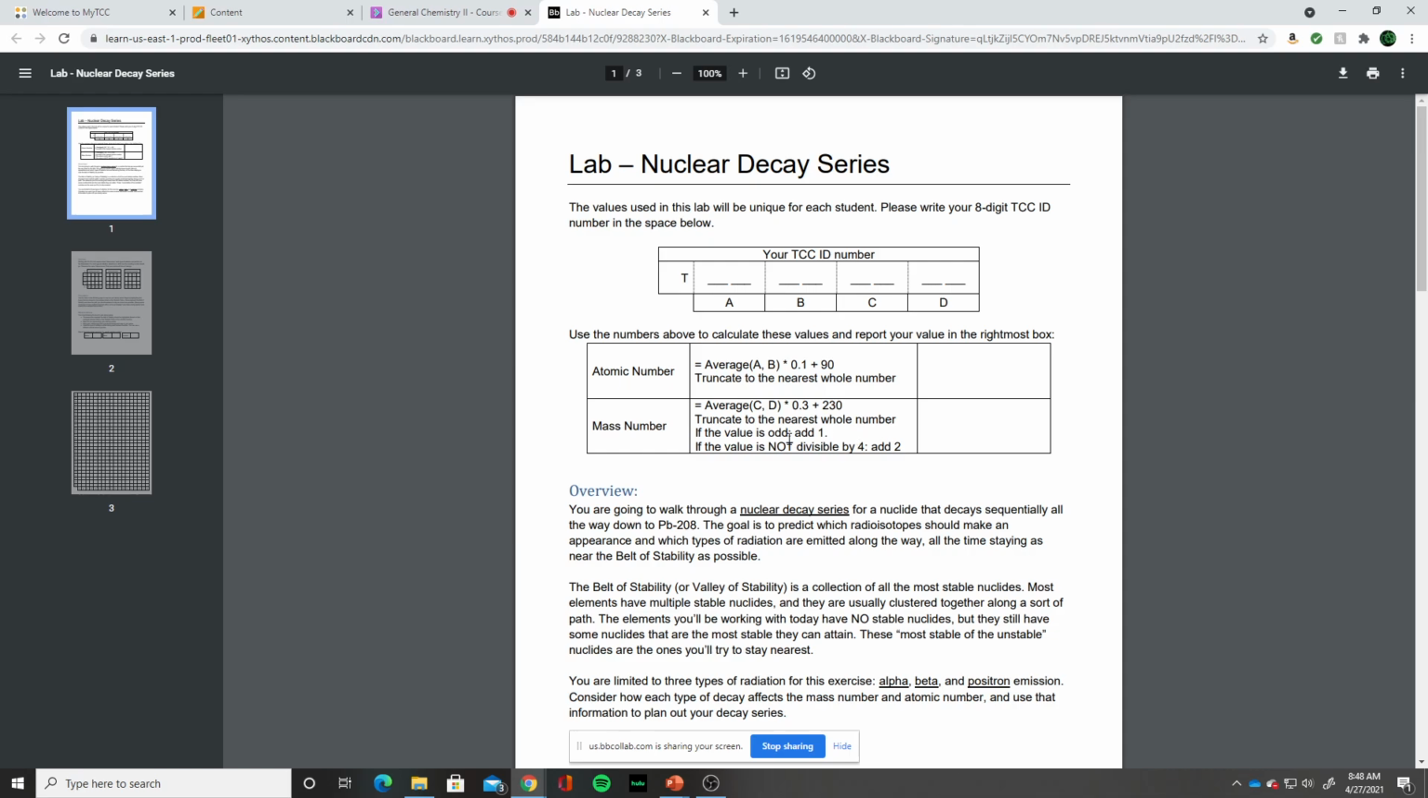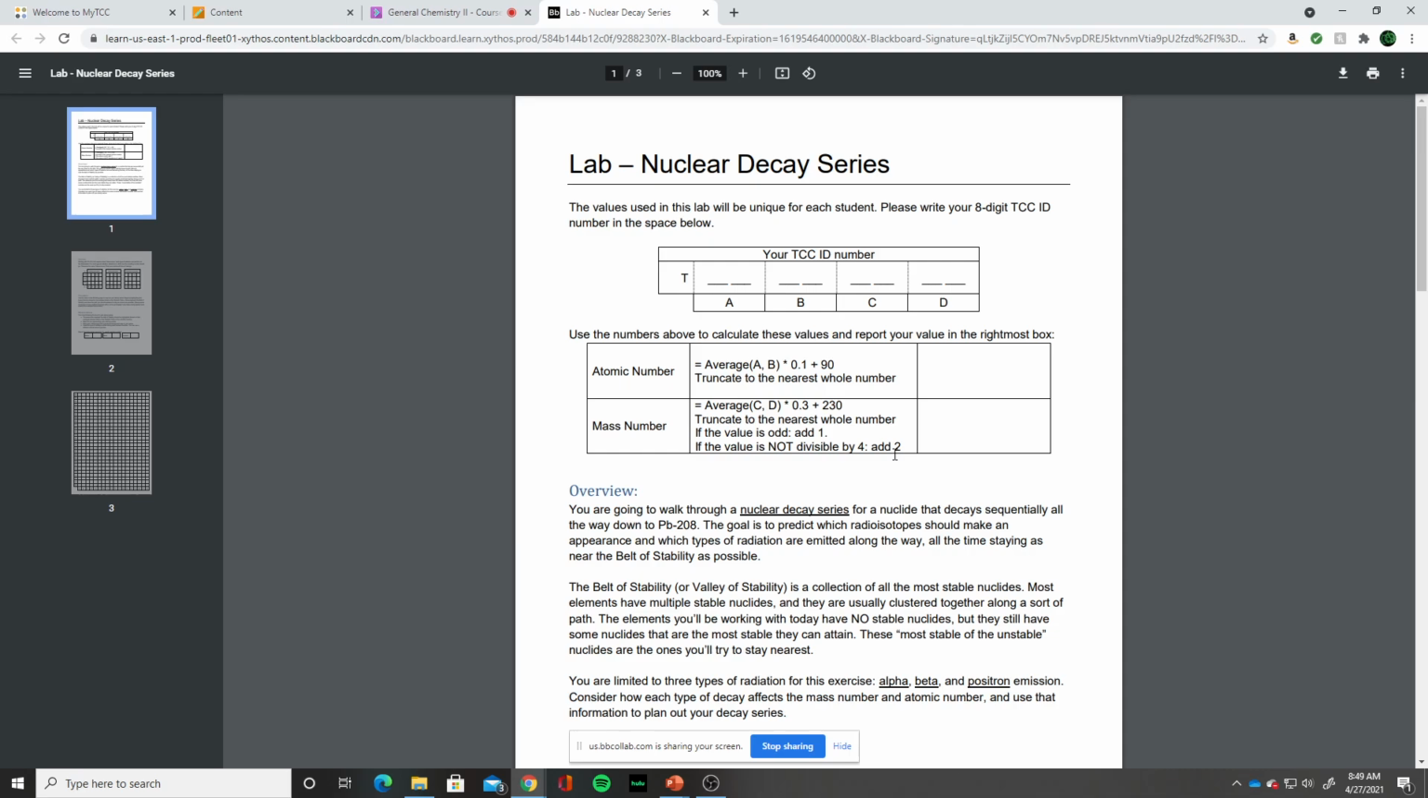And then at that point, now that you have an even number, if the value is not divisible by 4, which should mean that it's divisible by 2, because all even numbers are divisible by 2. But if it's not evenly divisible by 4, add 2. You need your number to be evenly divisible by 4.